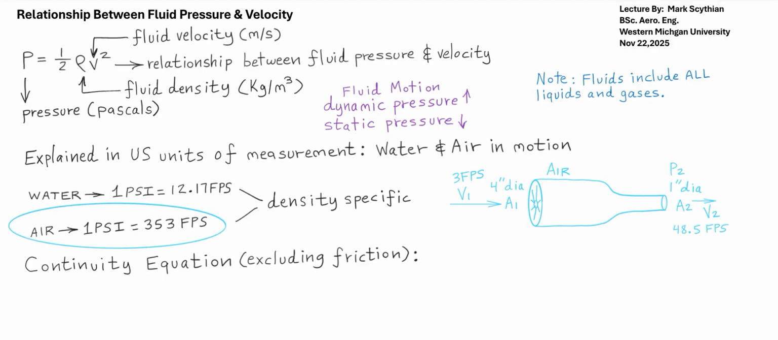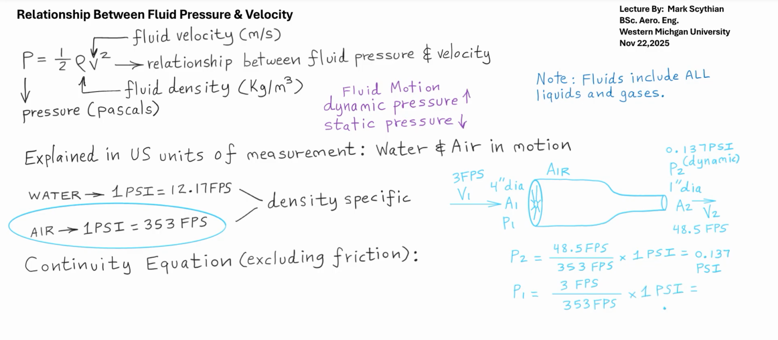So this is where we can use our differential and just simply divide the outlet velocity V2 into the 353 per 1 psi differential and multiply that times psi. So then that gives us the P2 output pressure at 0.137 psi, and that is dynamic pressure. And we do the same thing for the inlet, 3/353 times 1 psi, and we get 0.0085 psi on the inlet. So the inlet has a lower pressure than the outlet.